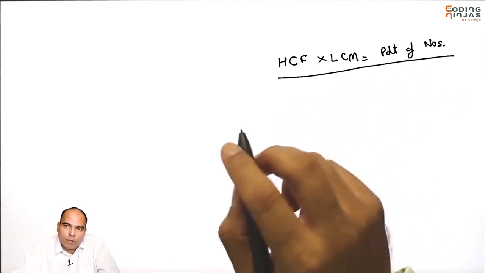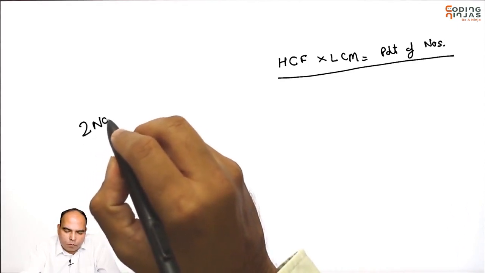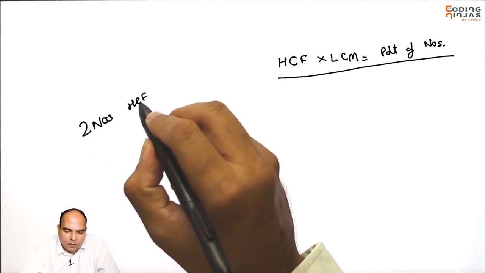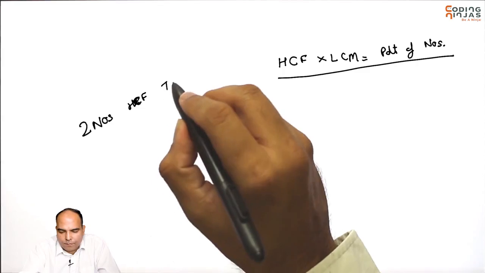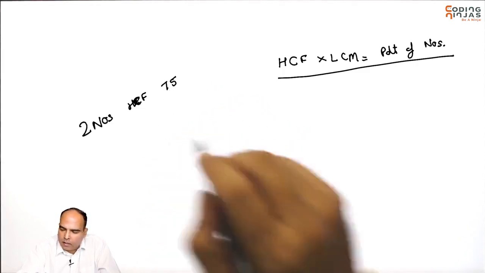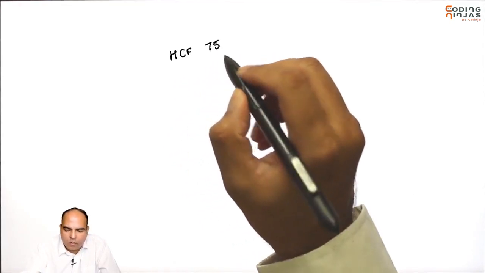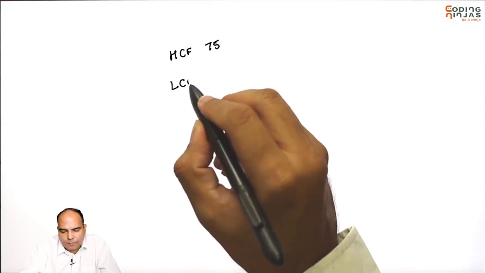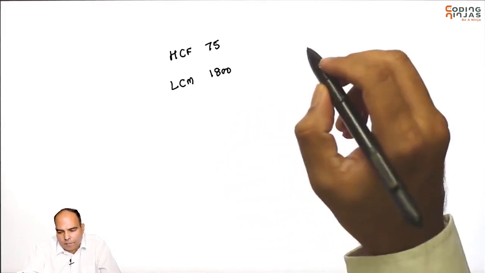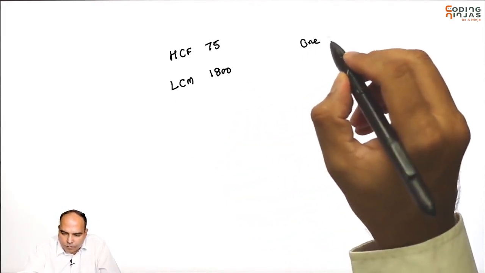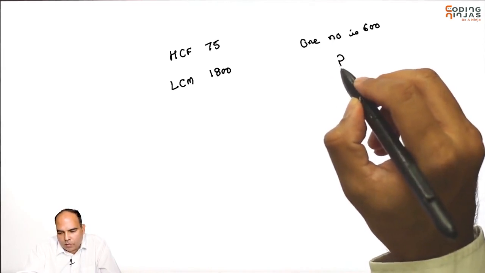So the standard question based on this is that if I tell you that for two numbers, the HCF is 75 and the LCM is 1800, and if one of the numbers is 600, what is the other number?